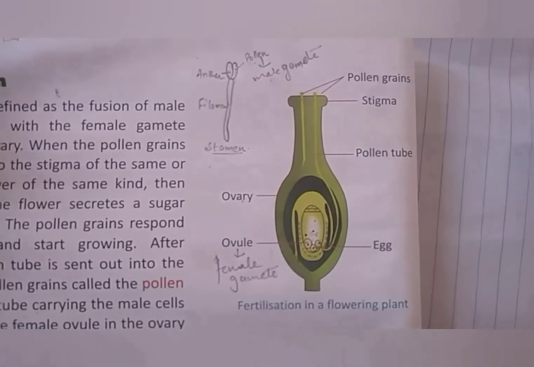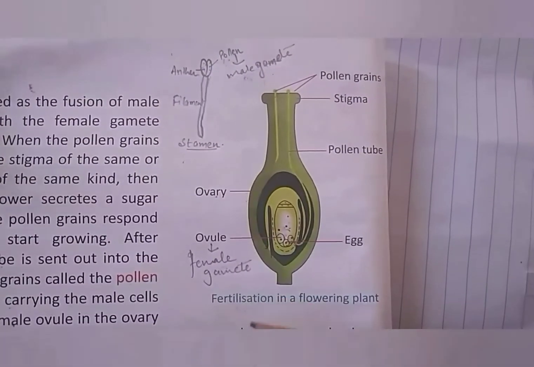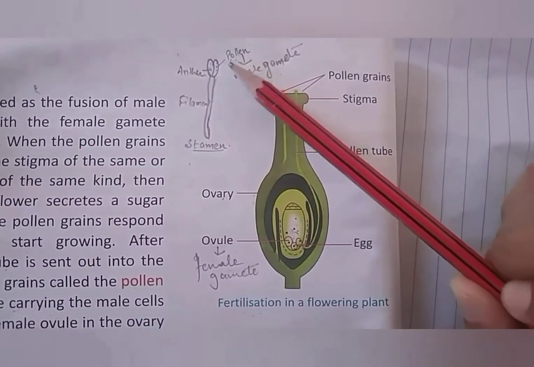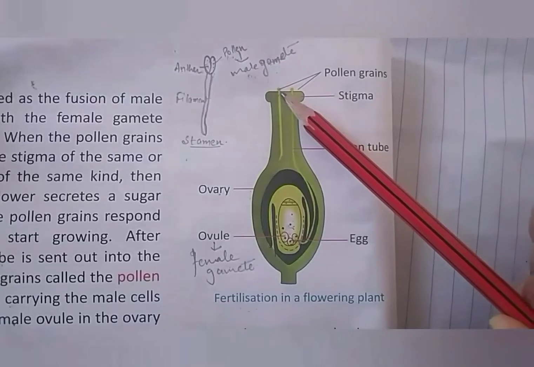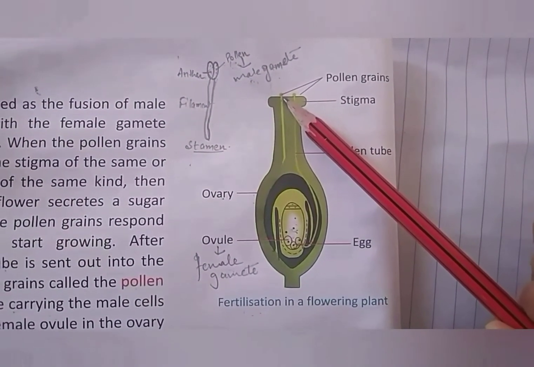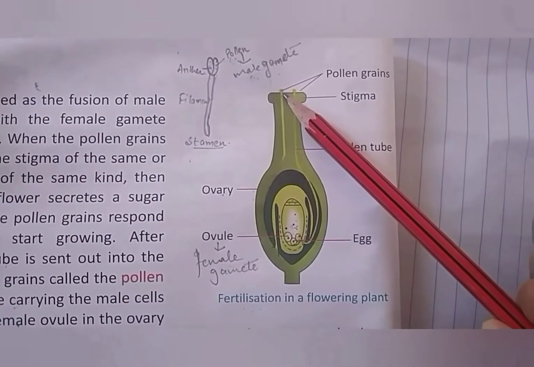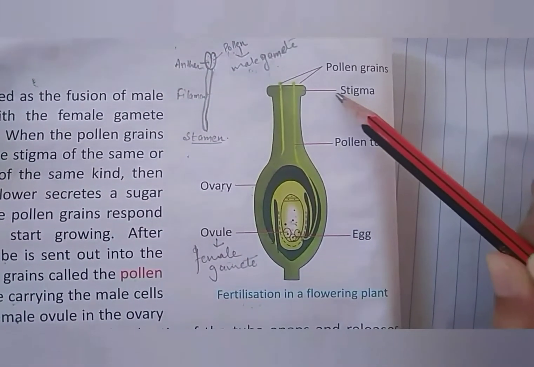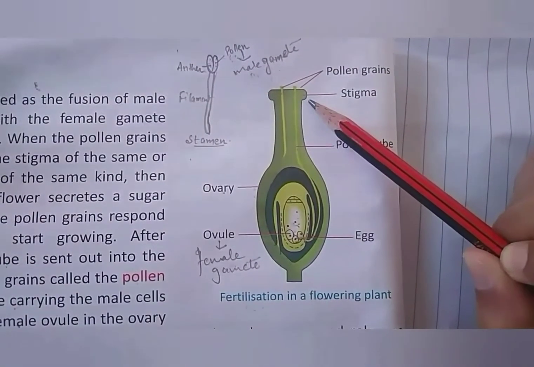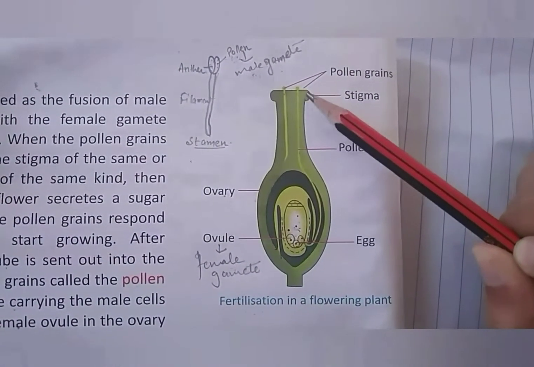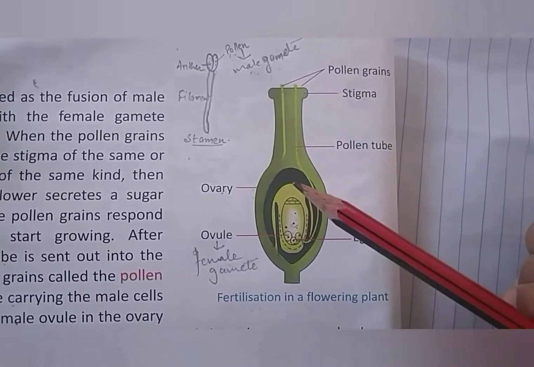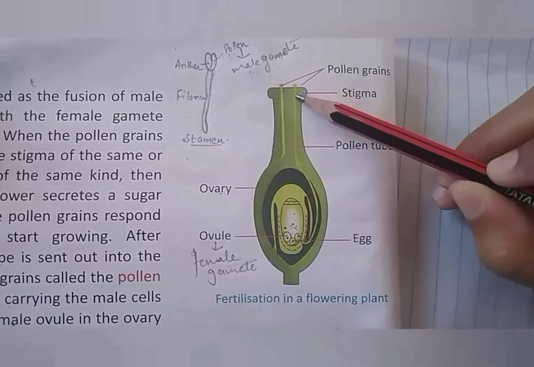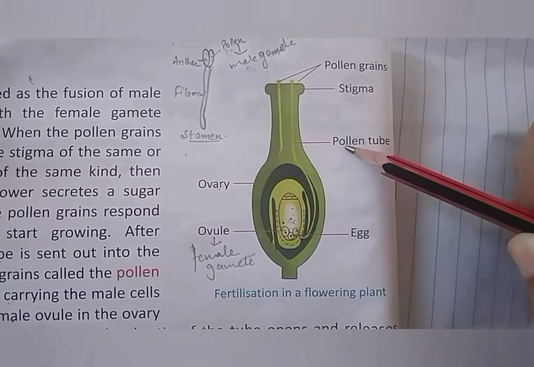Now, fertilization in a flowering plant. This fertilization process takes place after pollination. First, pollen grains transfer from anther to stigma. Up to here it is pollination. Now after pollination, fertilization starts. As the pollen grain comes to the stigma, the stigma starts to secrete a sugar containing liquid. Then the pollen grain responds to that liquid, how? By forming a tube-like structure known as the pollen tube.